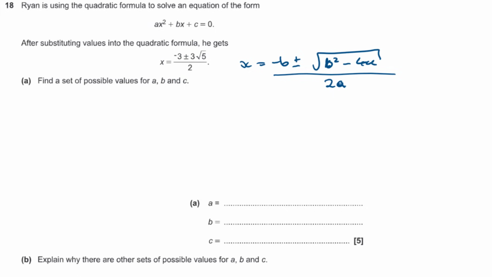Now, first off, I can see that minus 3 at the beginning matches with the minus b at the front here. Okay, so that tells me that b could be 3. And I can see that the 2 down here matches with the 2a, which would imply to me that a is equal to 1. So b squared minus 4ac, the root of that we think is going to be 3 root 5.